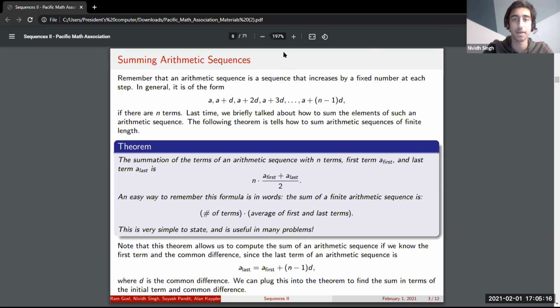All right, so Yash. Okay, so we're going to do a quick example with arithmetic sequences. So there we go.